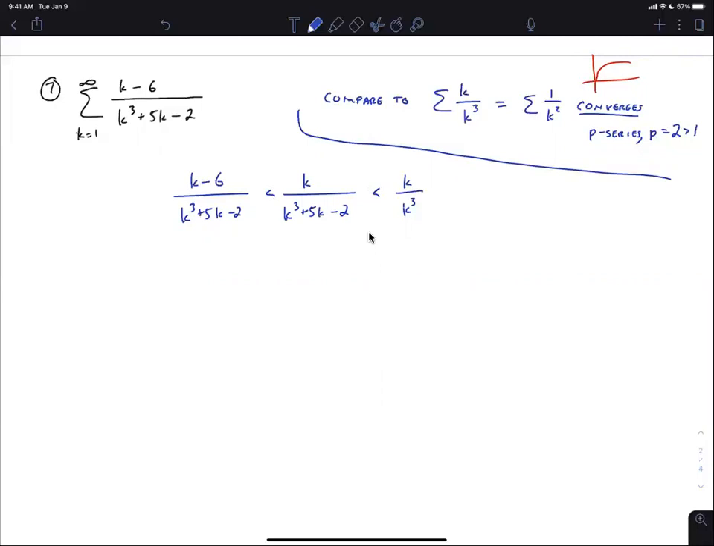Everybody clear? Okay, so this compound inequality is showing that this fraction, which is the original series, is smaller than this fraction, which is this easy series. Does that make sense? Now, graphically, that means it has to stay underneath this, but why can't it go to negative infinity? Why is that not possible?